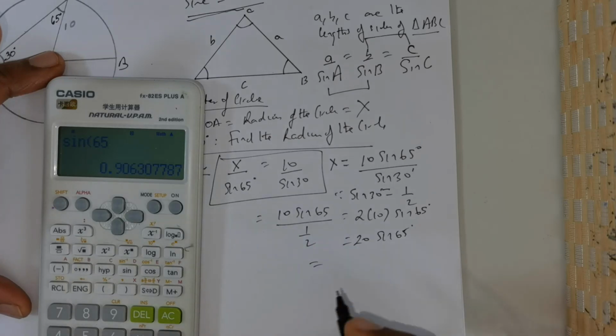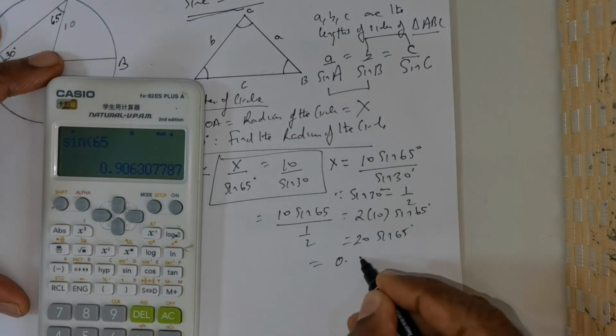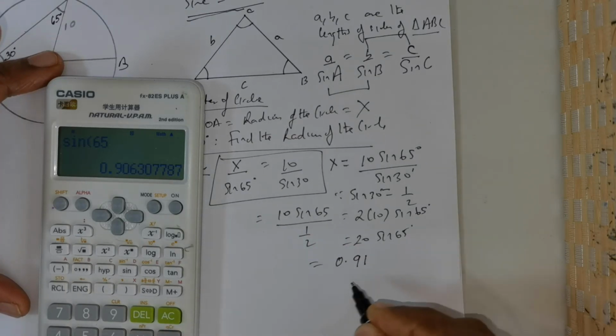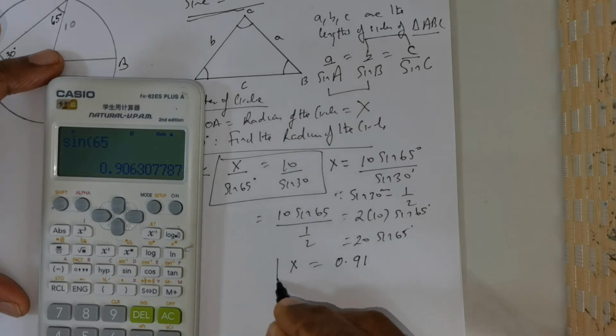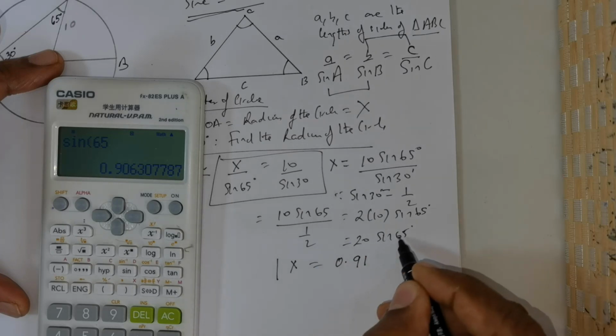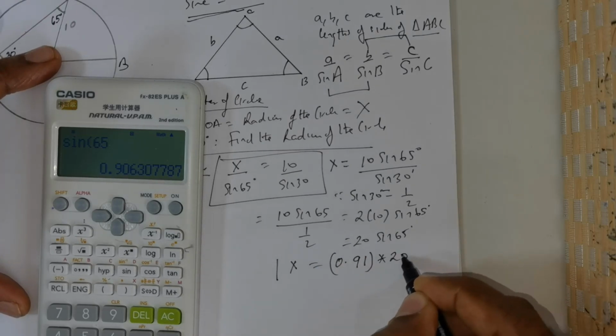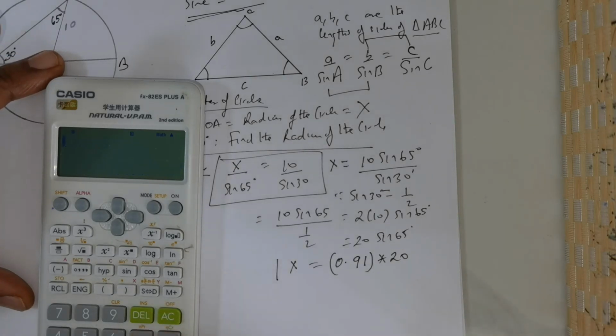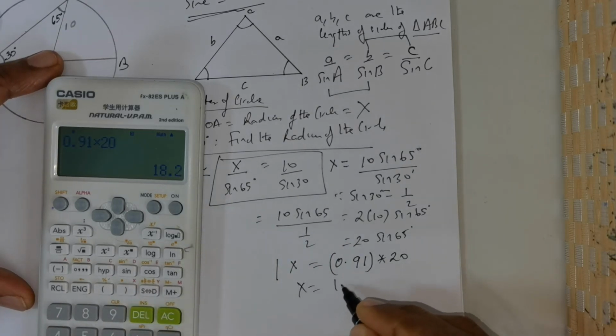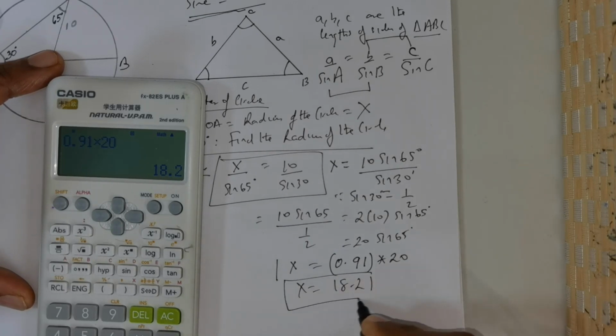So that is equal to 0.91. Or I would say, I can't say this is x value, this is the value for sine. This has to be multiplied with 20. So what I will do is I will take 0.91 and I multiply it by 20. That is giving me x to be 18.2.